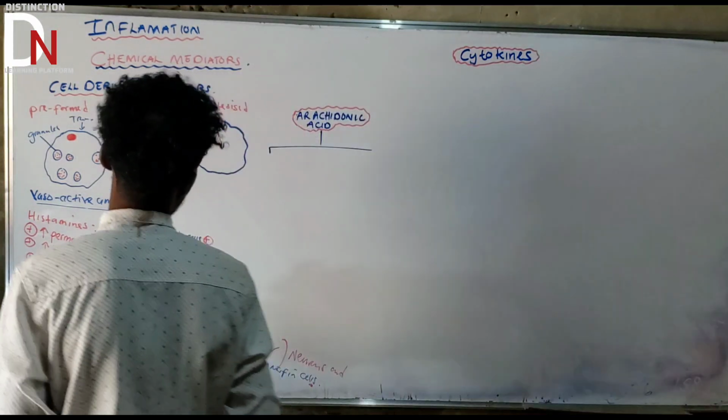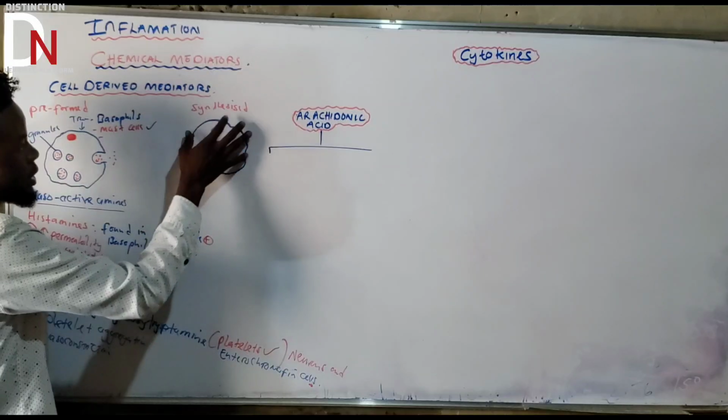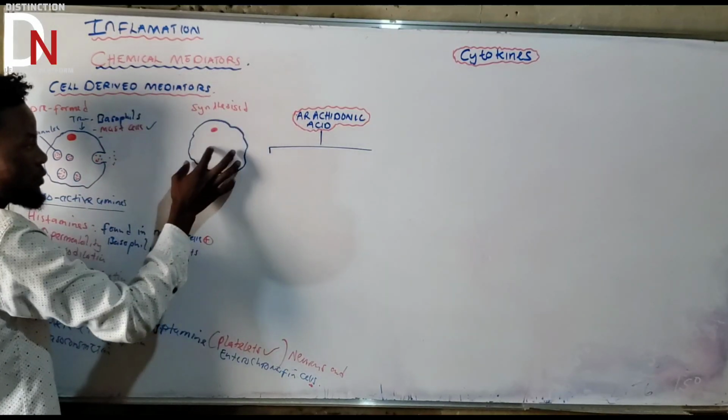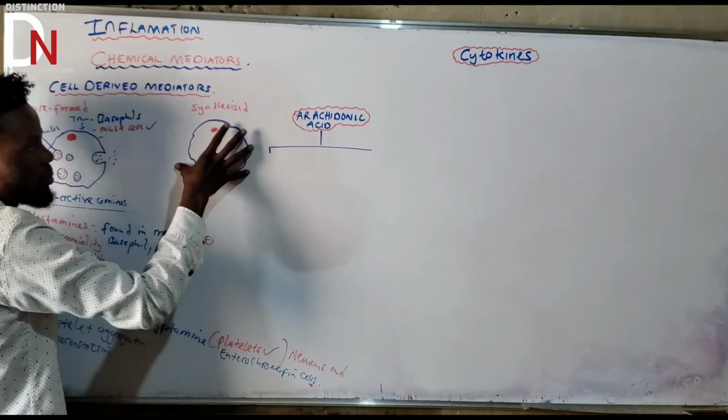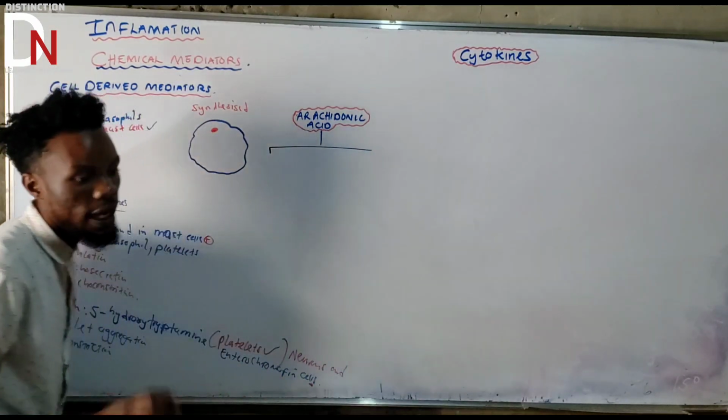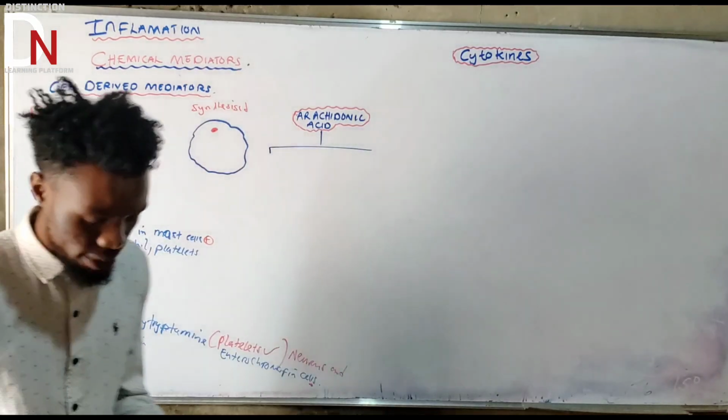Now let's talk about the synthesized ones. The cell is going to make them. These cell mediators are not already formed, the cell is going to make them. The first one that we are going to talk about is arachidonic acid.